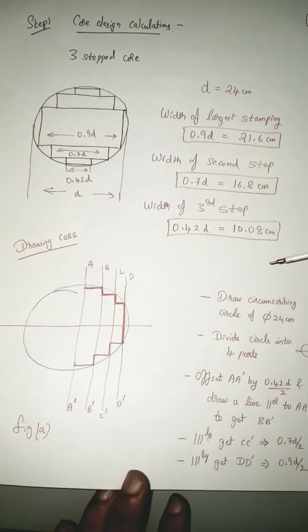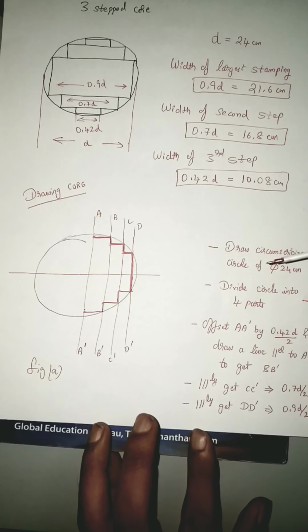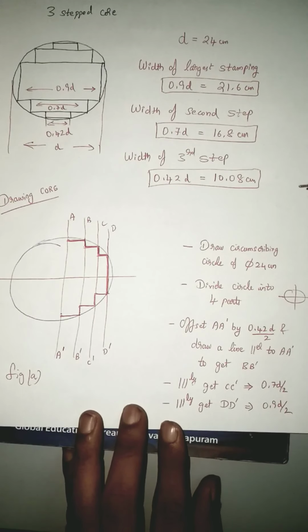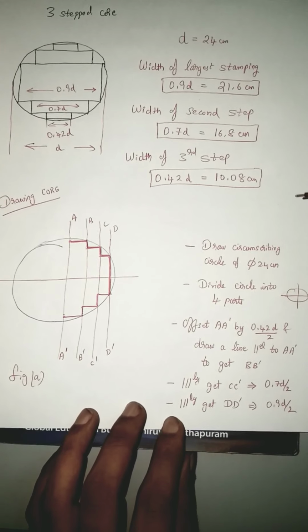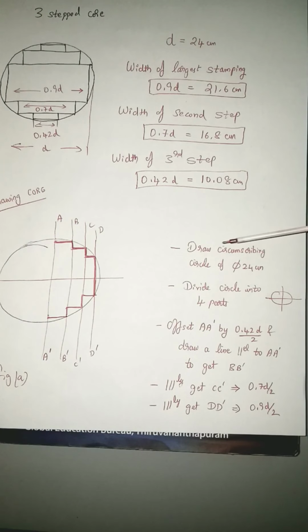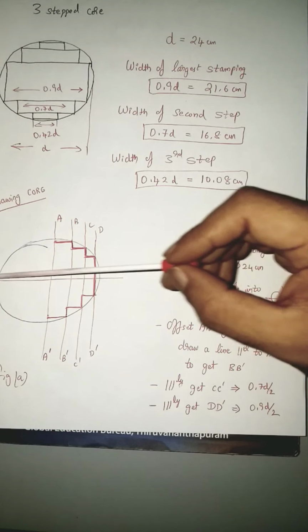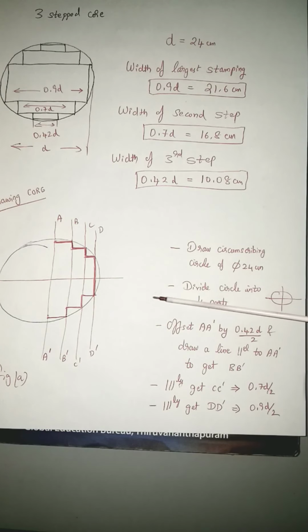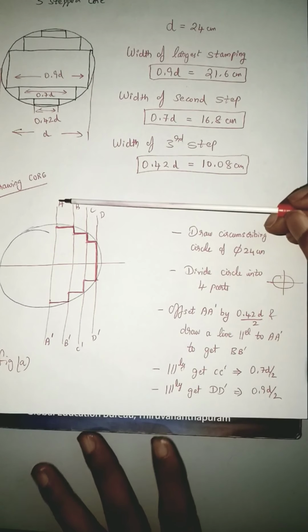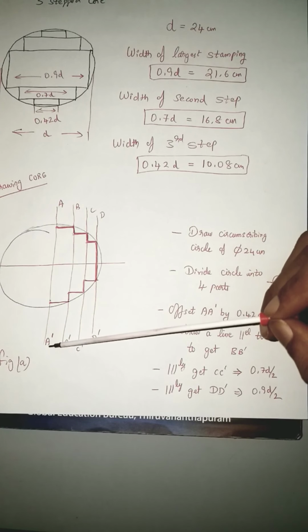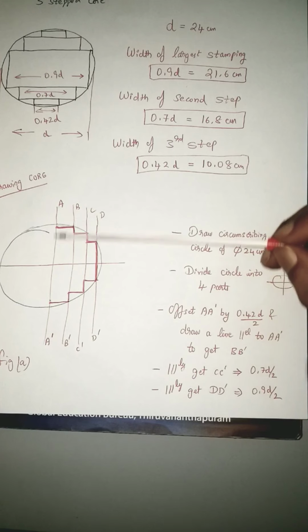Next, we'll see how to draw the core. Already you have seen how to draw the cruciform core. This also, the procedure goes in a similar manner. First of all, we will draw the circumscribing circle of diameter 24 centimeter. Draw a circle of diameter 24 centimeter. Once that is done, divide the entire circle into 4 parts. Let me call the line which is dividing the circle vertically as AA dash.